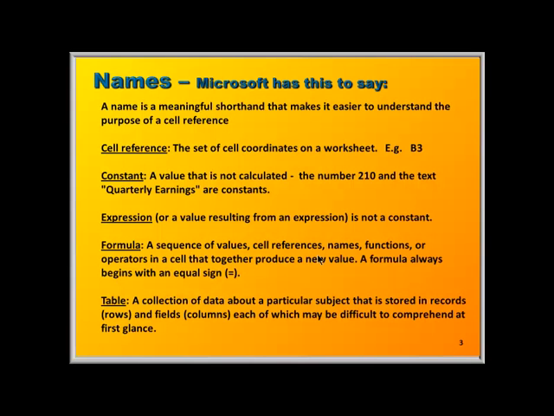Microsoft describes it this way. You can use a name for a cell reference, the set of cell coordinates on a worksheet, like for example B3, but it could easily be A1 to B100. You can put in a constant, a value that is not calculated, a number like 210, or the text quarterly earnings. They are examples of constants. You can name an expression or a value resulting from an expression.